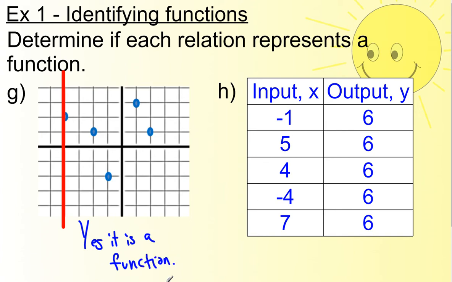All right, letter H. So you have your table filled in, you check: does each input have exactly one output? -1 is going to 6. That's the only thing -1 goes to. Okay, 5 goes to 6. That's the only thing 5 goes to. 4 goes to 6, and 4 is not going to anything else. -4 goes to 6. 7 goes to 6. So each of these inputs had only one output. Yeah, it was the same output, but that's okay.